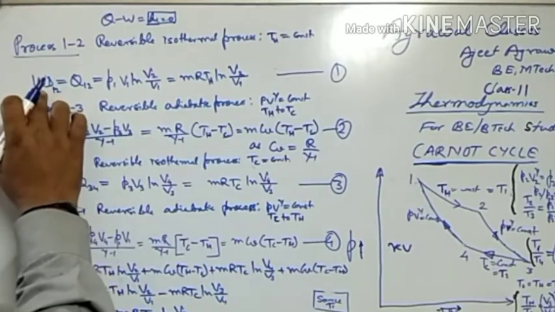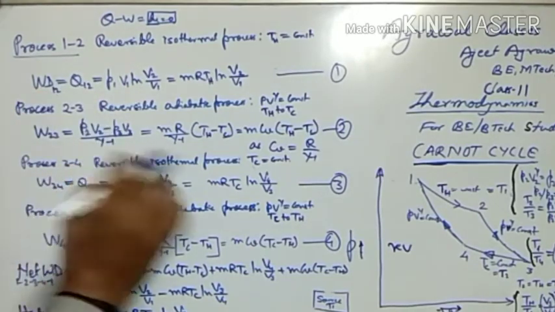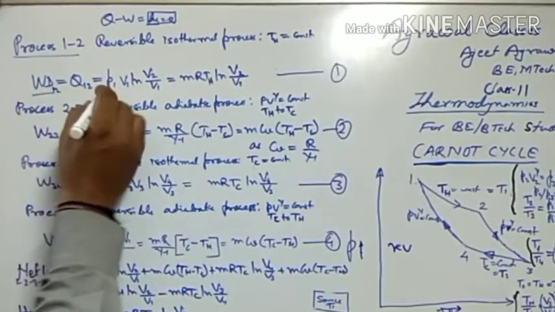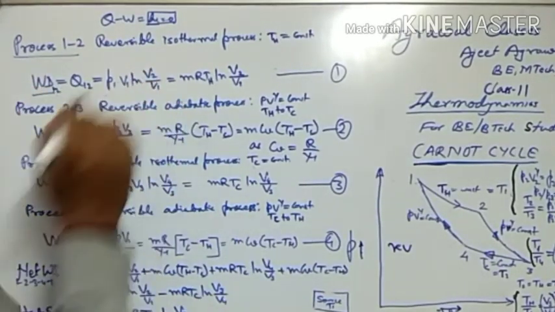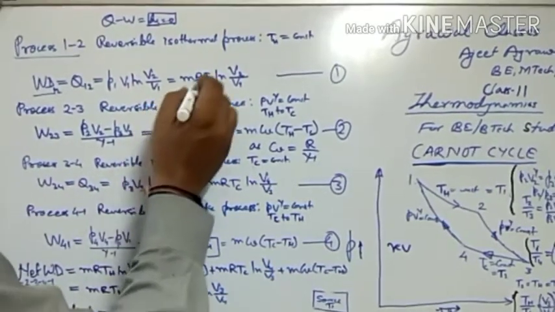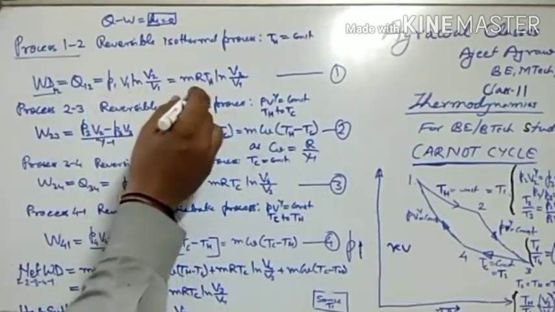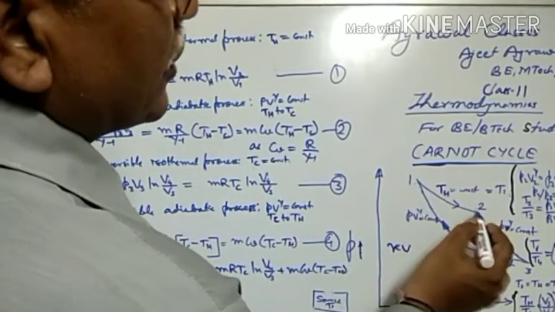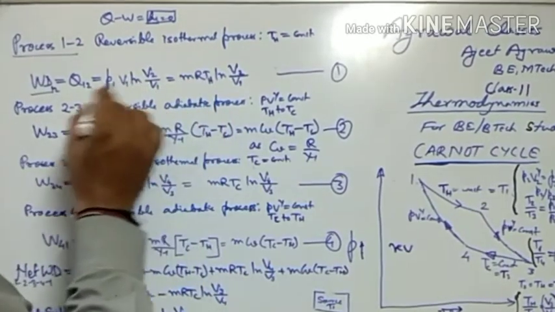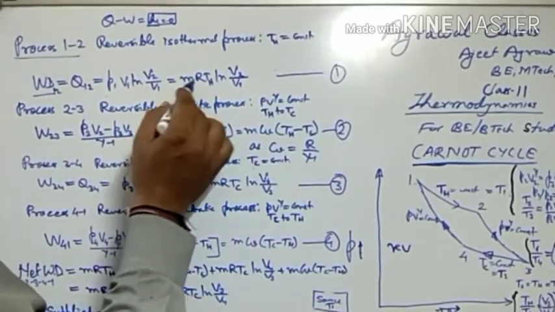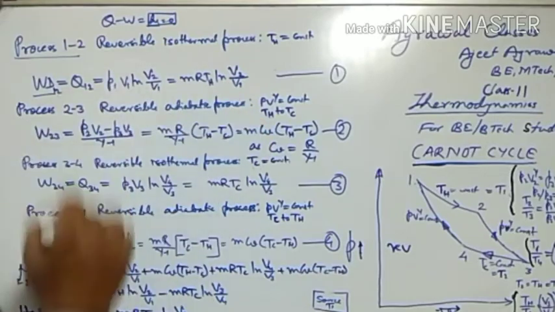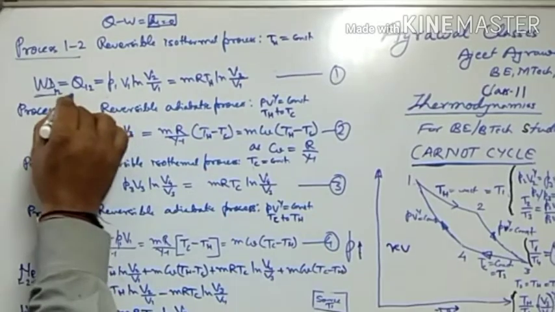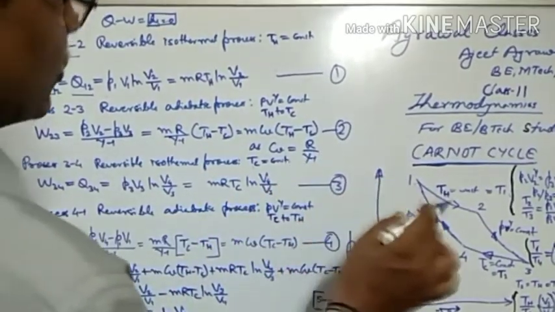That is W12 equals Q12, the heat supplied during the isothermal expansion process. And work done is given as P1 V1 log of V2 upon V1. Here T1 we are saying as TH: at point 1 it is TH and at point 2 it is TH. So P1 V1 can be written as mRTH log of V2 upon V1. So this is the work done during the process 1 to 2, and it is equal to the heat transfer during the process 1 to 2.